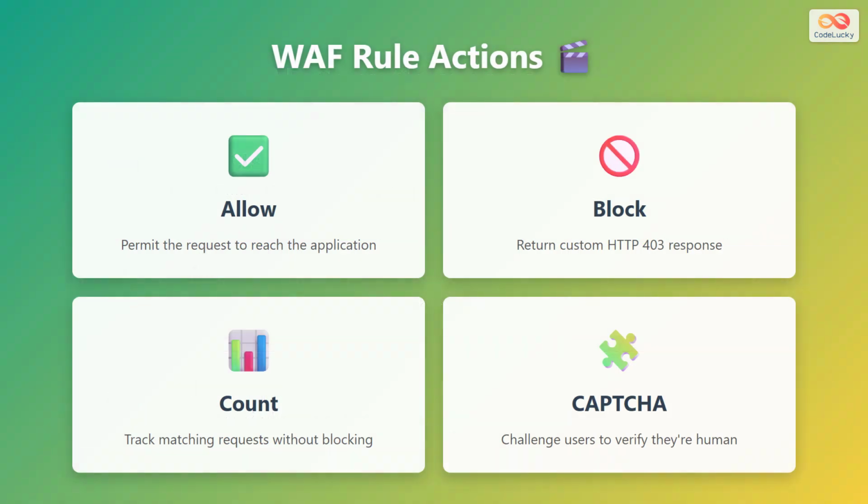When a request matches a rule, WAF can take one of four actions. The allow action permits the request to reach your application. The block action returns a custom HTTP 403 forbidden response to the user. The count action tracks requests that match the rule without actually blocking them, which is useful for testing rules before enforcement. And the CAPTCHA action challenges users to verify they are human before allowing their request through.